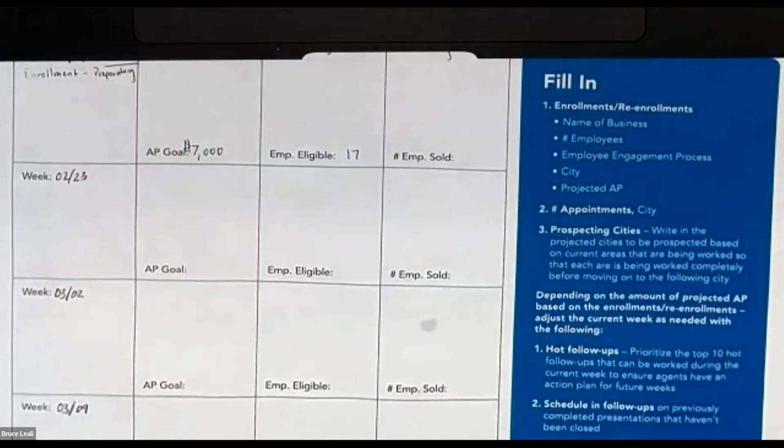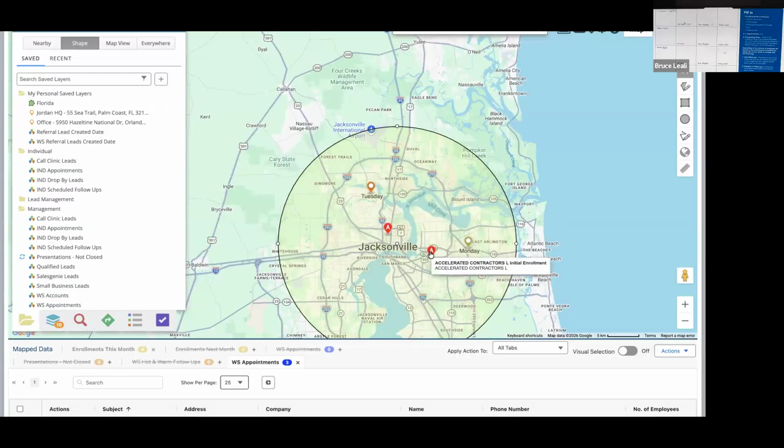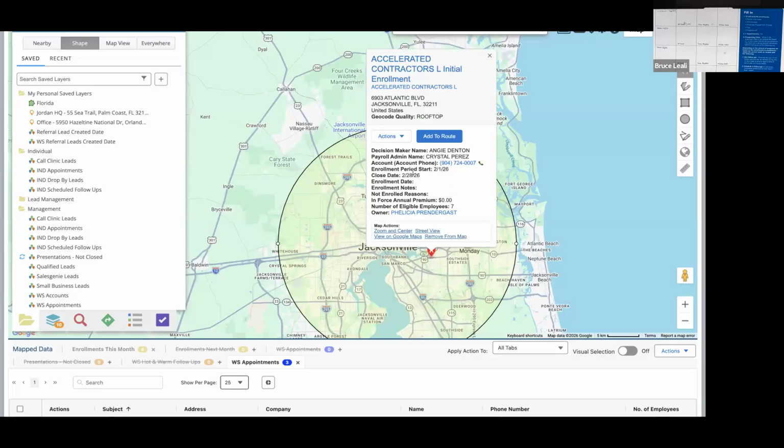So now it's giving me an idea. For the week of the 16th, with that enrollment coming through, I'm projecting to make about $7,000 in annualized premium from those 17 employees that I'm looking to write. Now that I've got that one week, I'm going to go back to my map when it comes to enrollments and look at what other enrollments I have coming up. All right, we've got this one here. This one's still the same month. I've already scheduled that one for the week of the 23rd, and it's enrolling on the 25th.